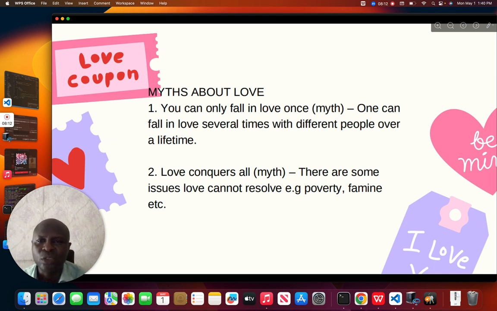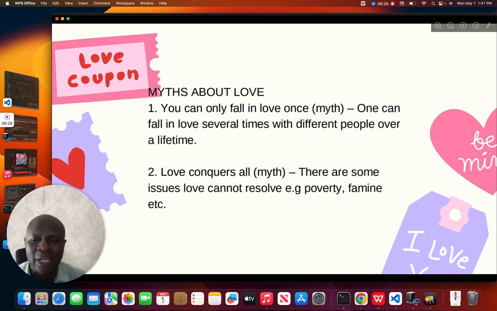So number one, you can only fall in love once. It's a myth. One can fall in love several times with different people over a lifetime. Love conquers all. It's also a myth. There are some issues love cannot resolve.